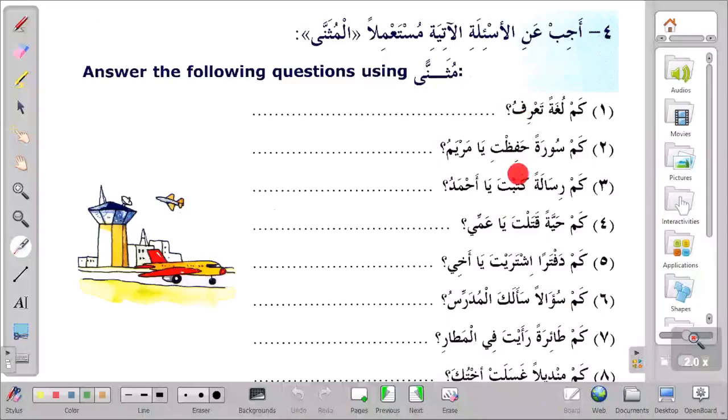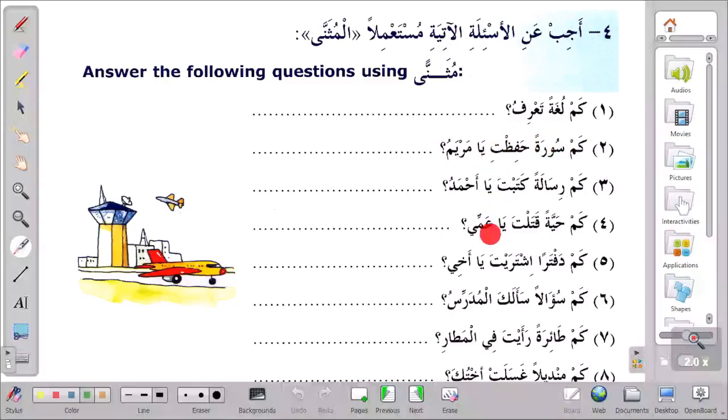So all the examples we are going to see here, the nouns that we are making dual are going to be maf'ulun bihi. So we have to take note of that. So أعرف لغتين, not لغتان. كم سورة حفظت؟ So you can see حفظ is a verb. So the surah is an object.